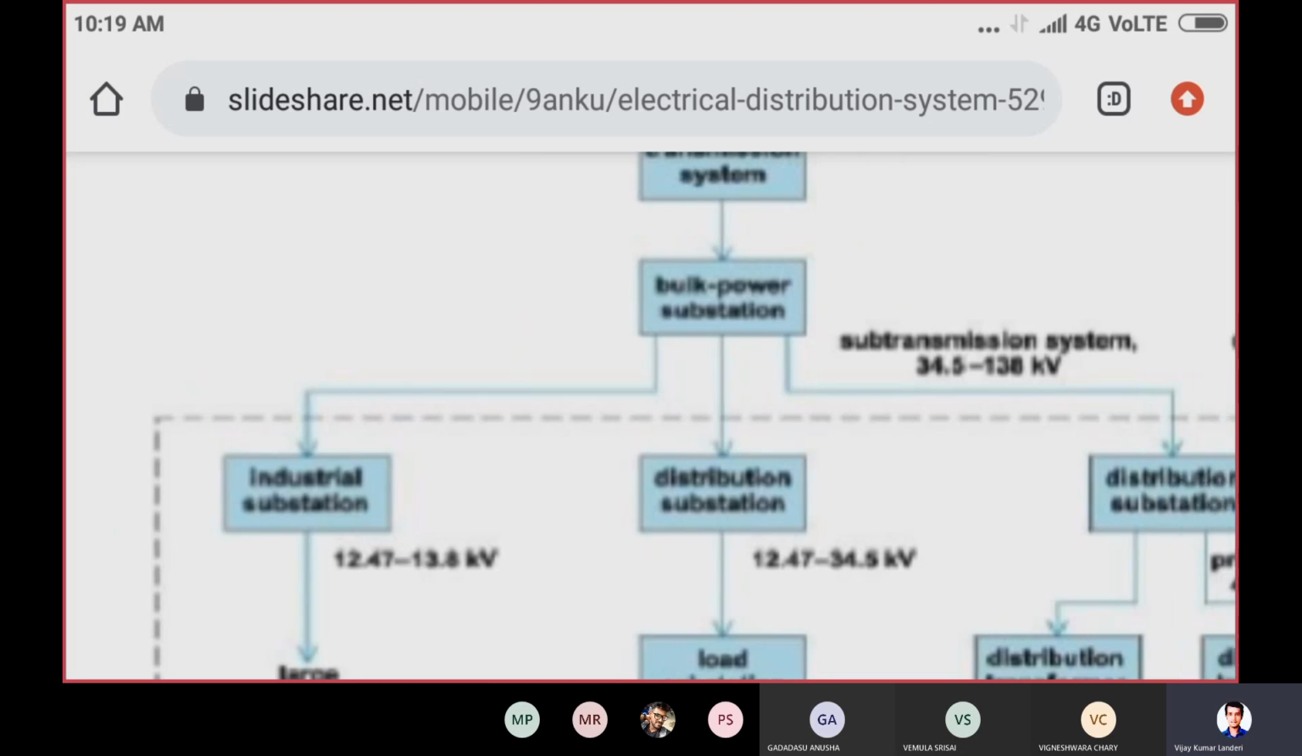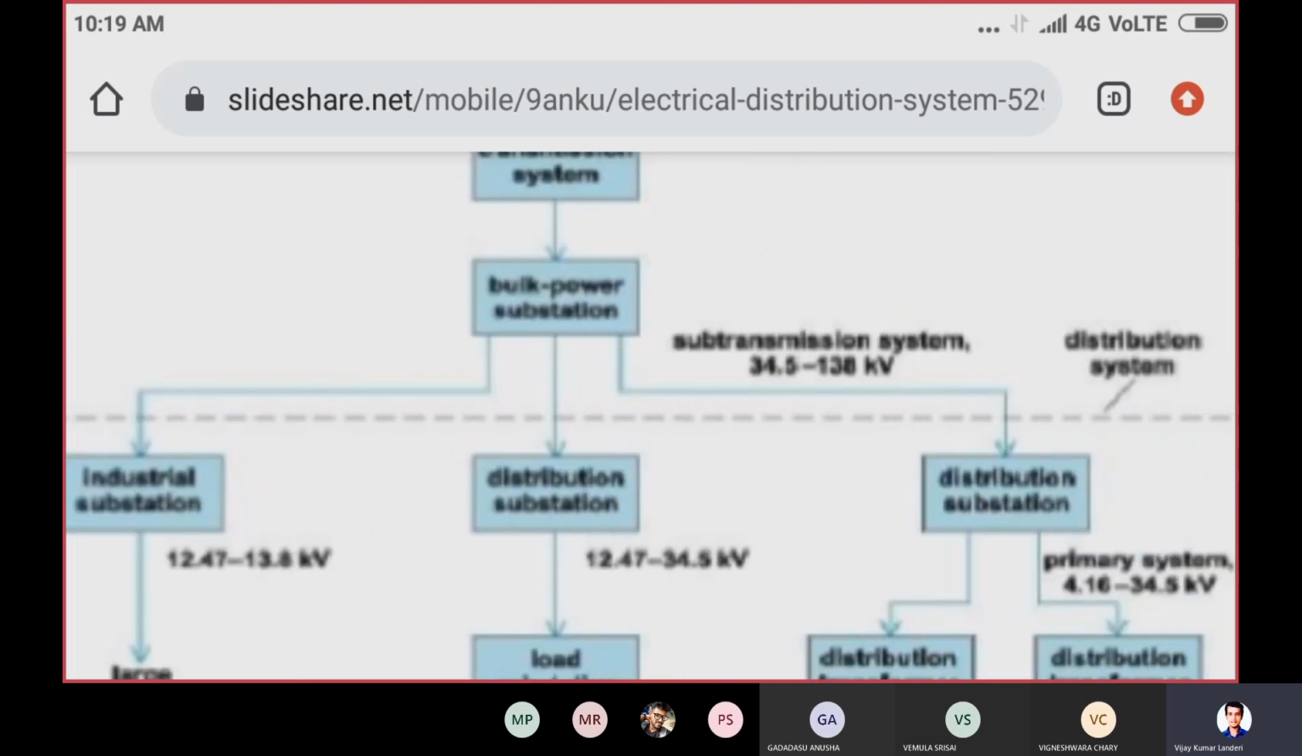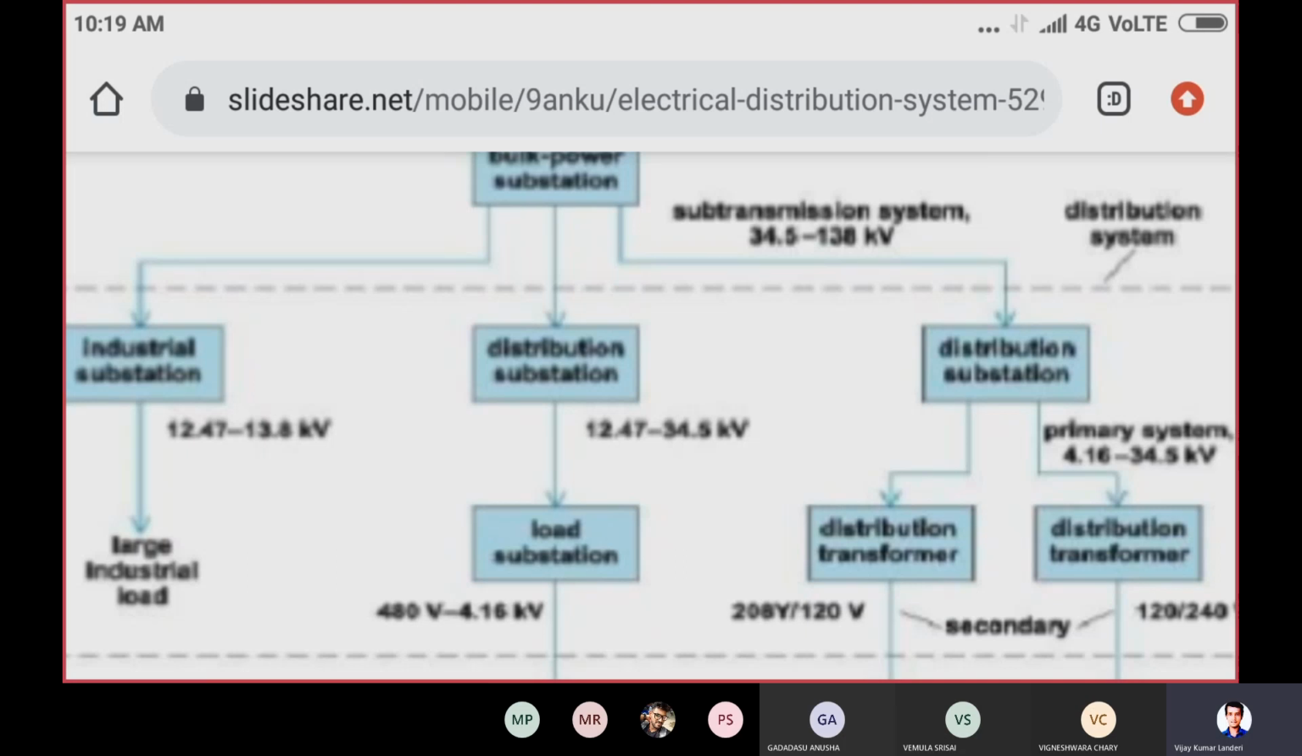It is ranging from what? 12.47 to 34.5 kV. And similarly, there are other distribution substations where the output voltages are what? The primary system, which is ranging from 4.16 to 34.5 kV. So these are all the various output voltages of the distribution substations.